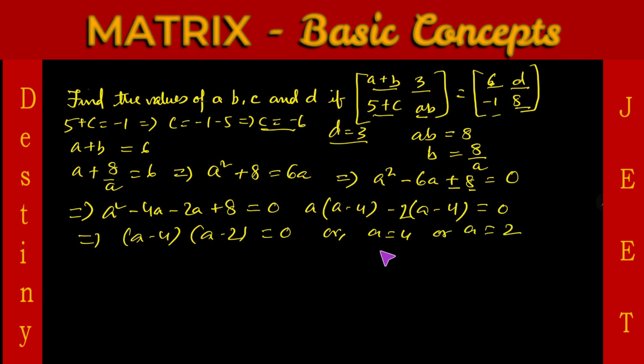If A is equal to 4, what will be B? B will be 8 upon 4, hence it will be 2. Or if A is 2, then B will be 8 upon 2, which is 4. Means either these are the answers or these are the answers.